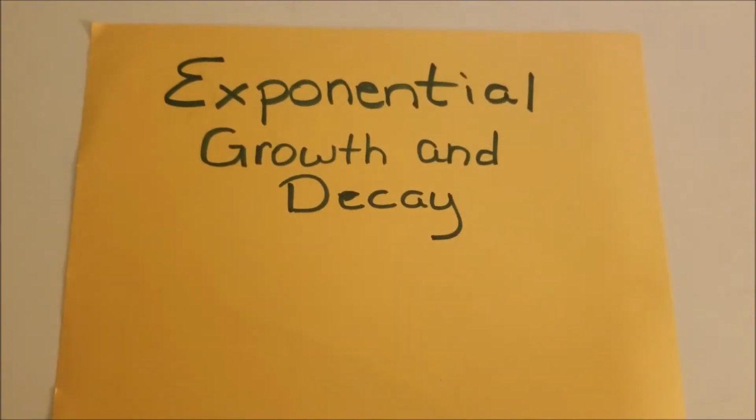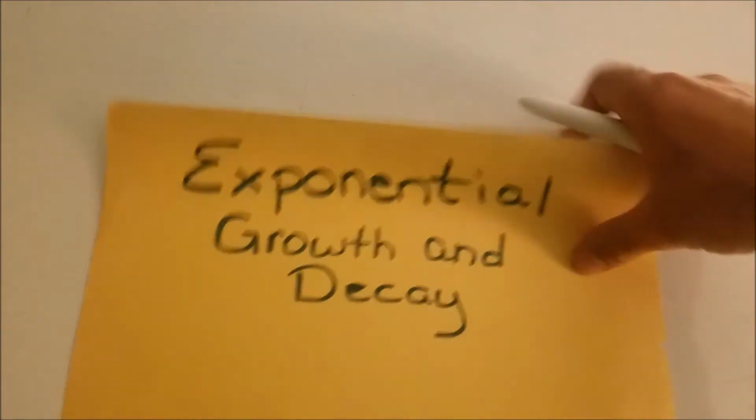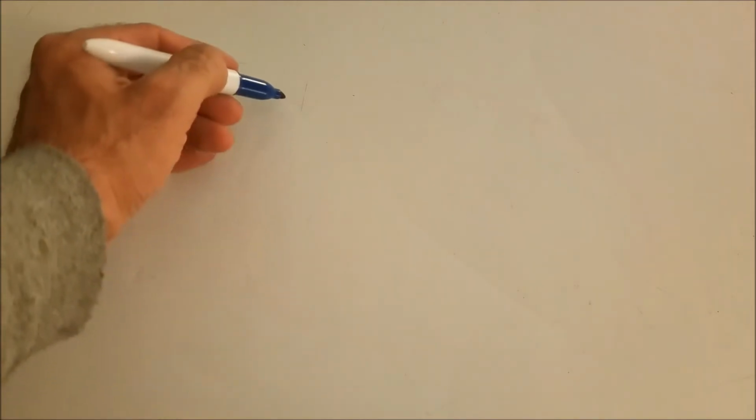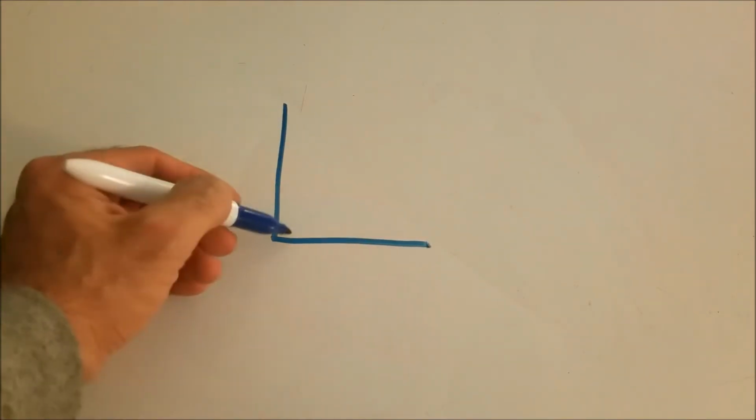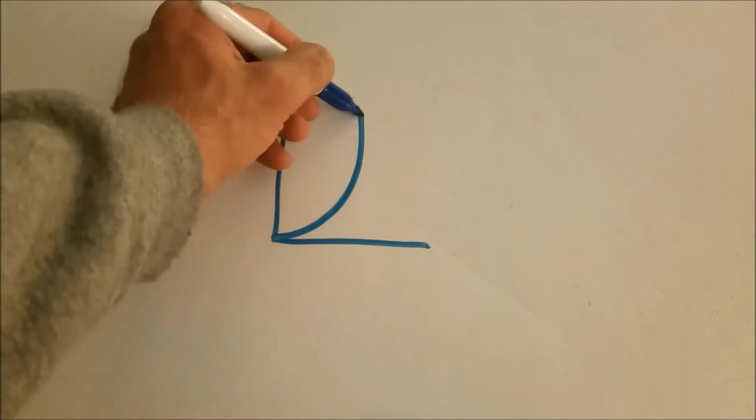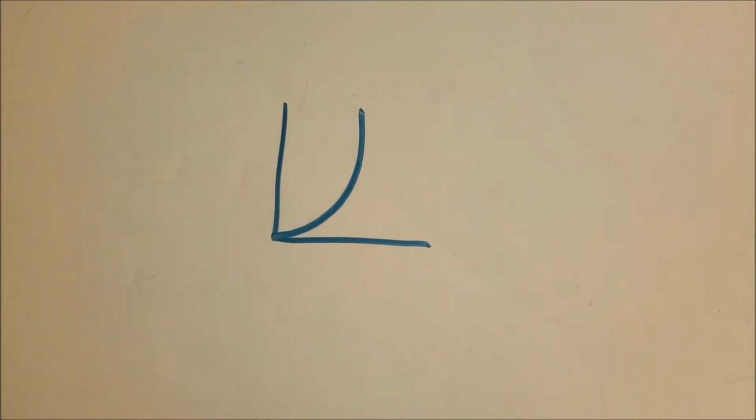Okay, here's our video on exponential growth and decay. So when we say something is growing exponentially, so we can make a little rough chart here, we're saying it's increasing exponentially, pretty rapidly. That's what exponential growth means.